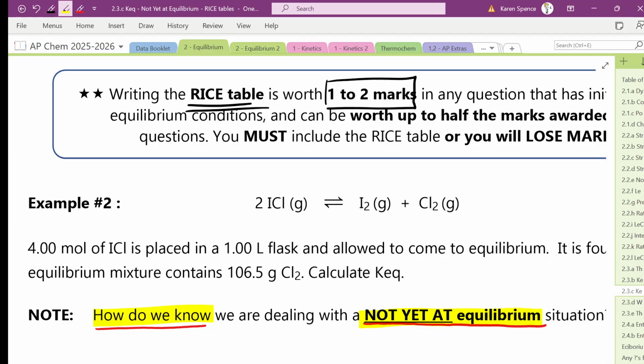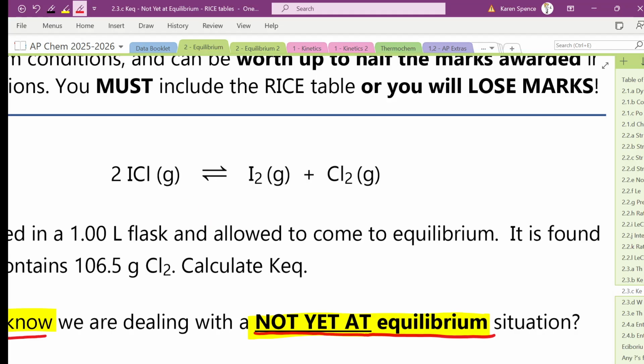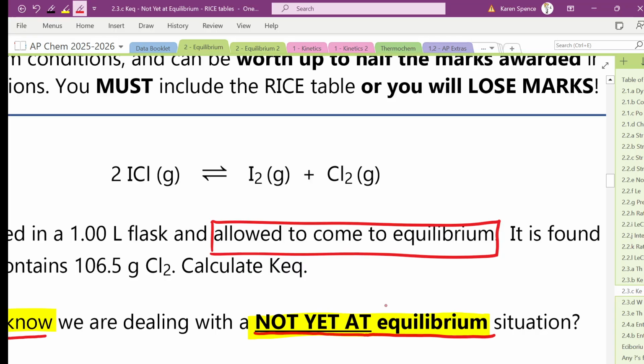How do we know? How do I know that this system is not at equilibrium already and I don't just do the calculations I did yesterday? Yeah, it's allowed to come to equilibrium. That means we are not yet at equilibrium. So you can look for language like that.